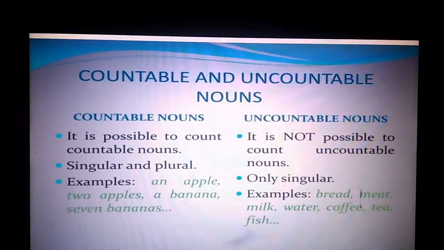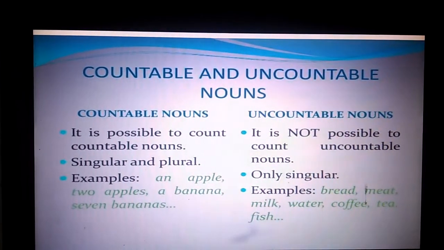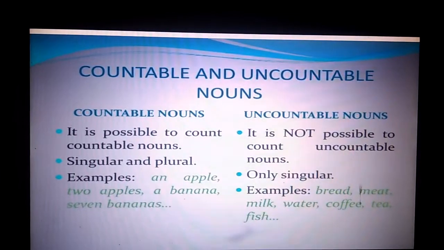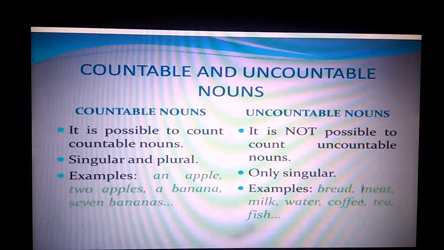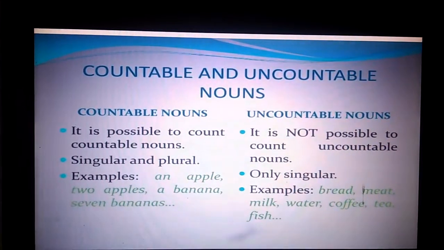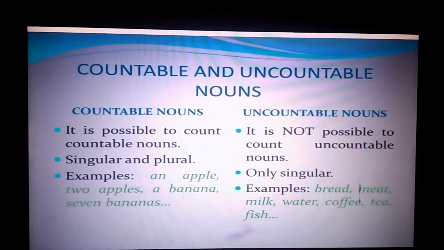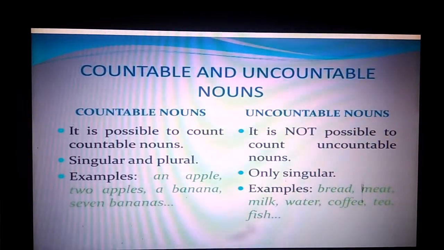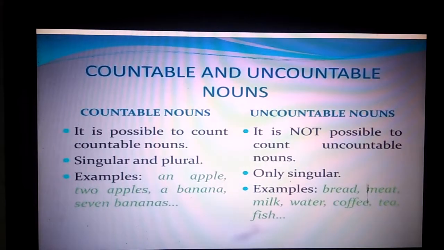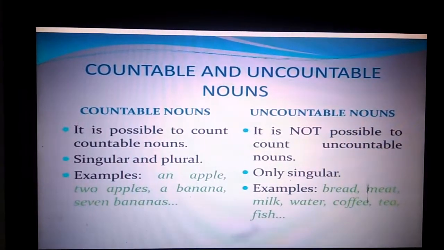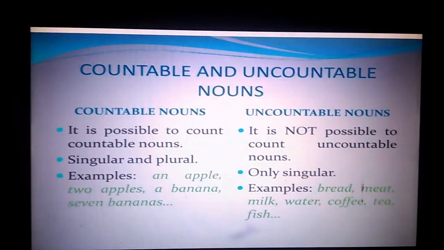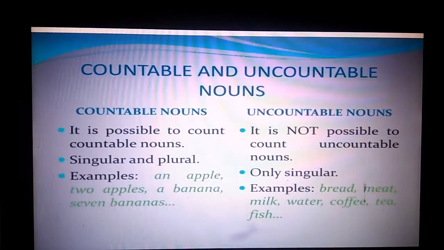Welcome children, in the third video of nouns. In the previous two videos we have seen the noun and its 5 kinds. Now in this third video we are going to learn the other things about nouns. And the first thing is that nouns are divided into two types, countable and uncountable nouns.